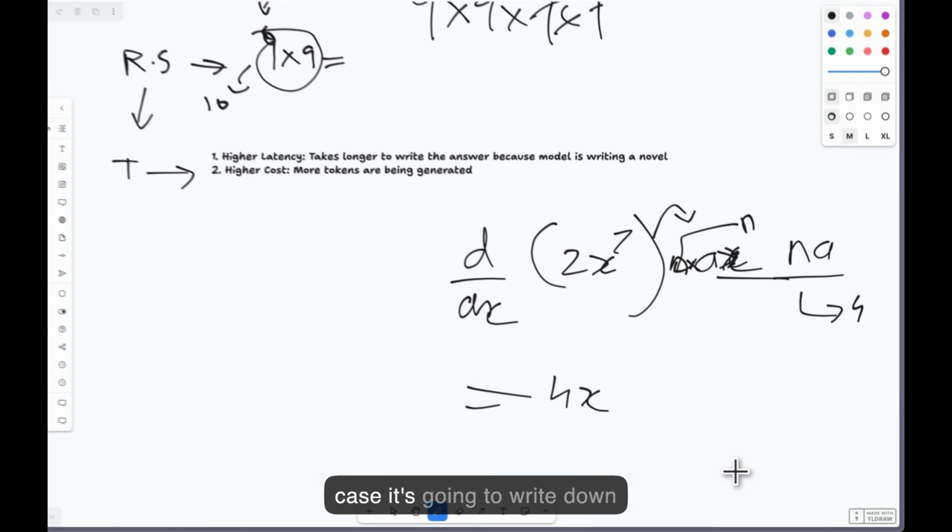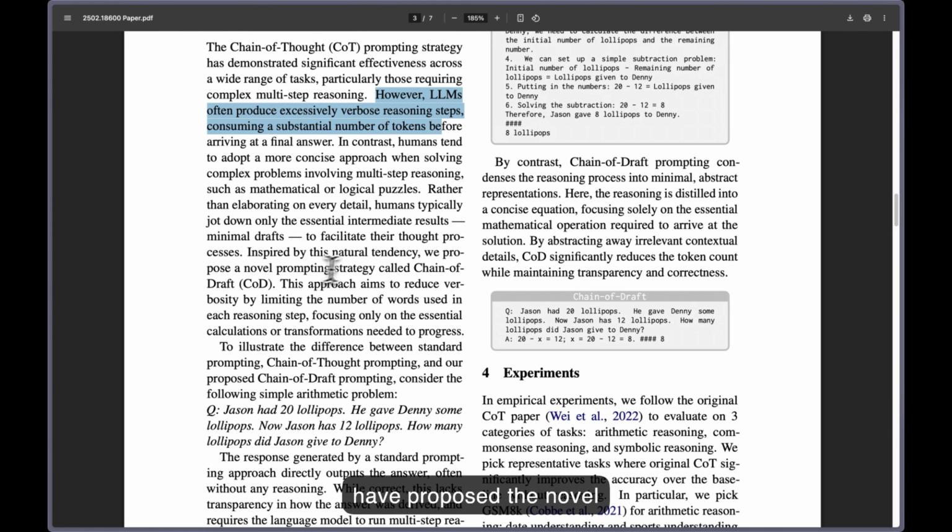So over here, they mention, let me find the page. Yeah, chain of draft prompting. If you go to this page, they're basically mentioning that, like I said, LLMs often produce lots of reasoning steps, which results in an unsustainable number of tokens, or it consumes a lot of them. So they have proposed a novel prompting strategy called chain of draft, which aims to limit the number of words used in each reasoning step and focus only on the essential calculations or transformations that are needed to progress, right?